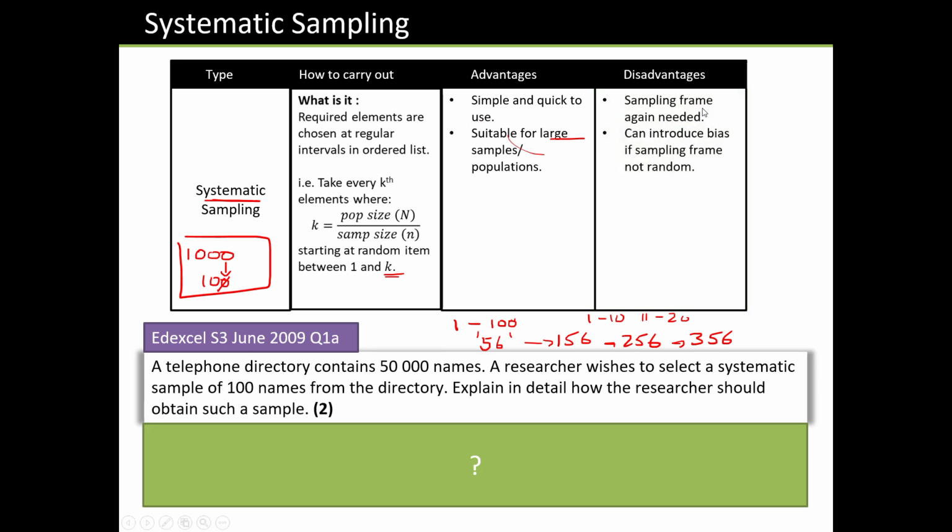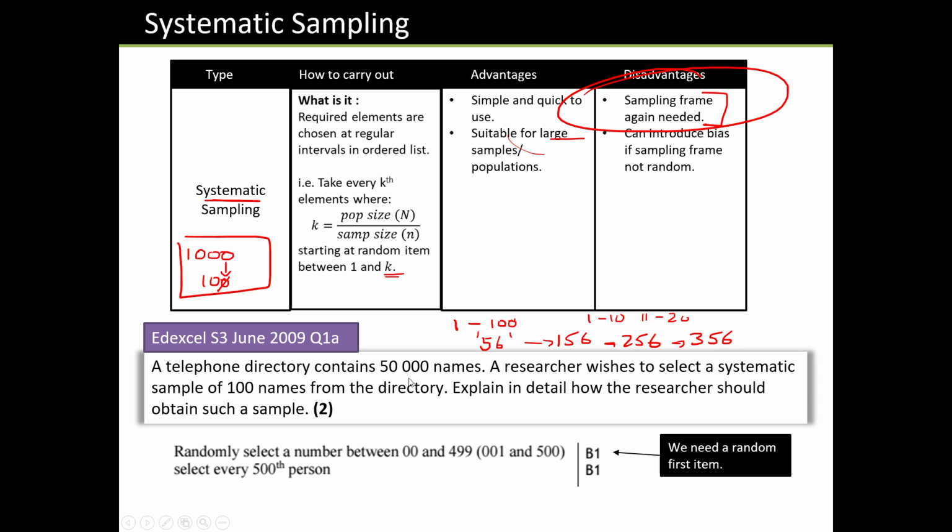How does it fall down? Well, again, we've got that sampling frame problem. We need this list in the first place to do this. And we need to make sure it can introduce bias if it's not random. For example, the initial number that we pick in the interval would need to be random, otherwise we're introducing bias. That might be one problem. Generally, the easiest one to talk about is the sampling frame on these random samples at the start. So just pause the video, give this one a quick read underneath, and have a think about how you would answer this one.